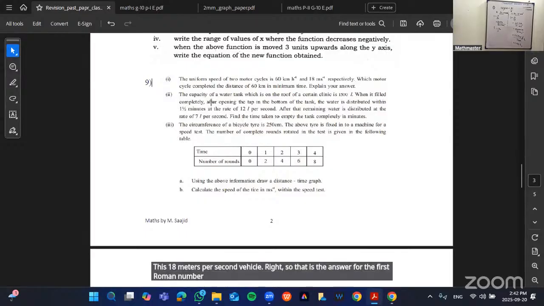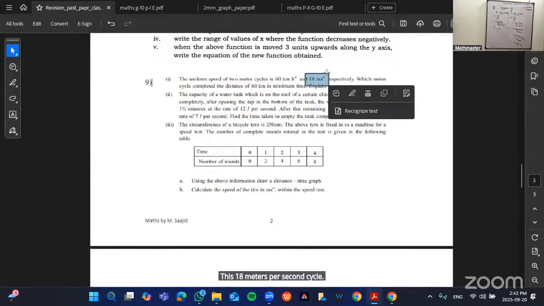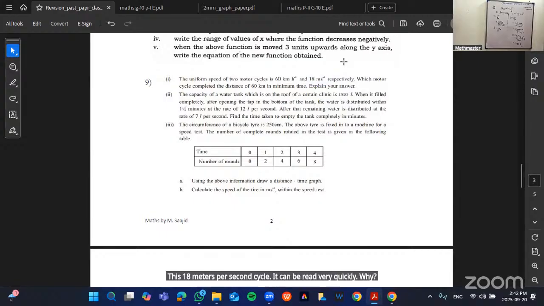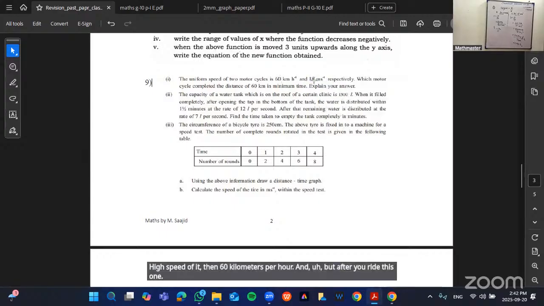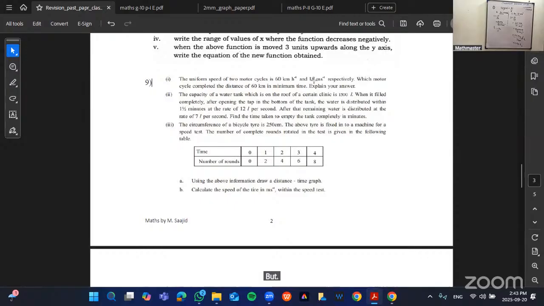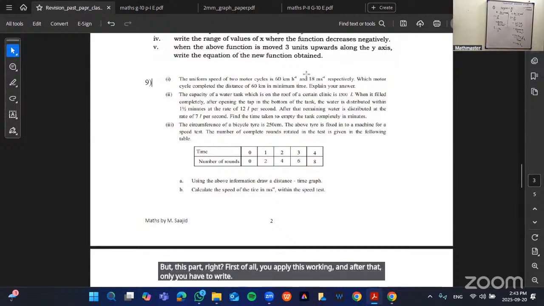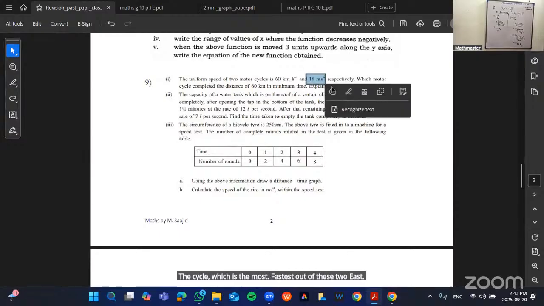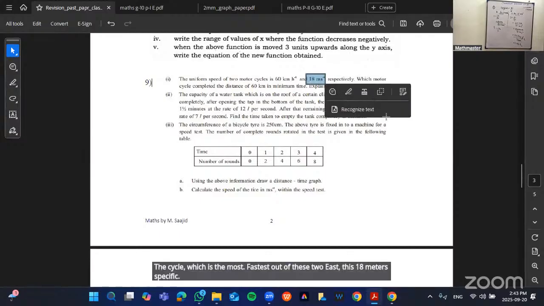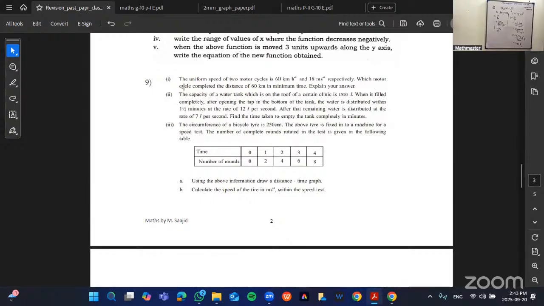Which motorcycle completed the distance of 60 kilometers in a shorter time? Explain your answer. Which one? This 18 meters per second cycle completed it very quickly. Why? Because of its higher speed than 60 kilometers per hour. But after you write this working, you have to write this part, right? First of all, you have to write this working, and after that you write that the fastest cycle out of these two is this 18 meters per second. Right, that is the first part.